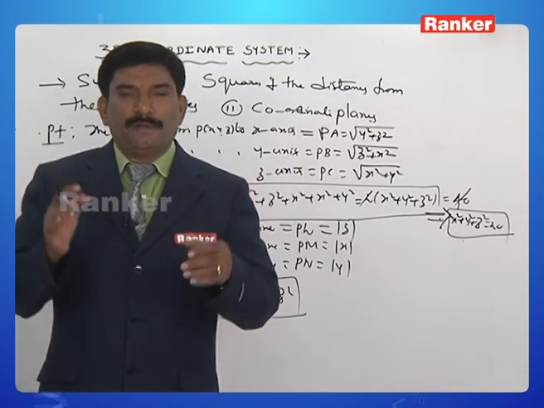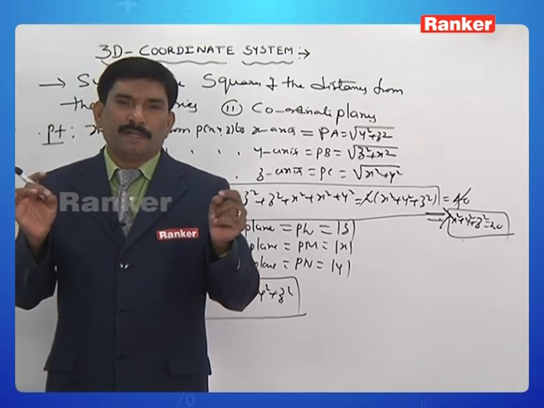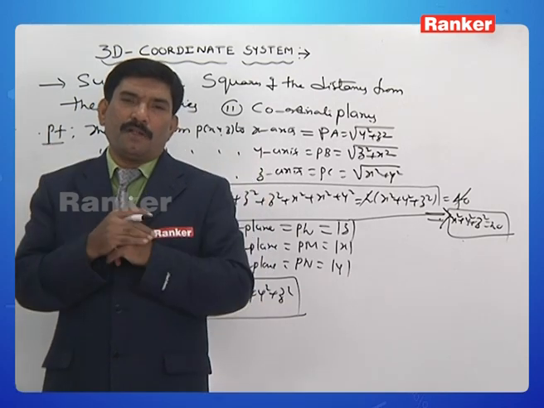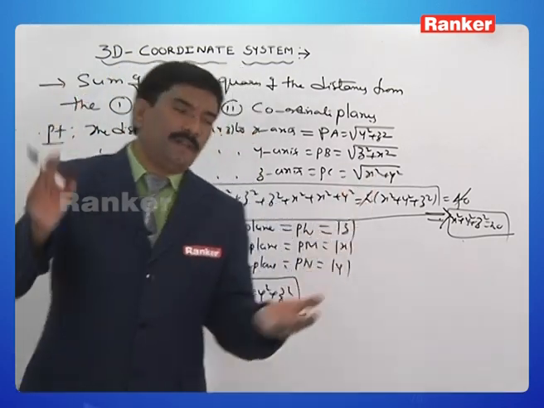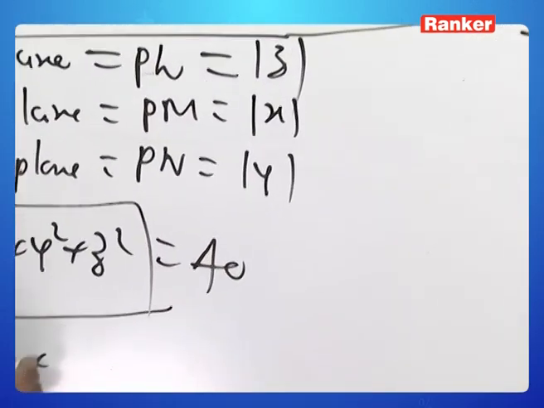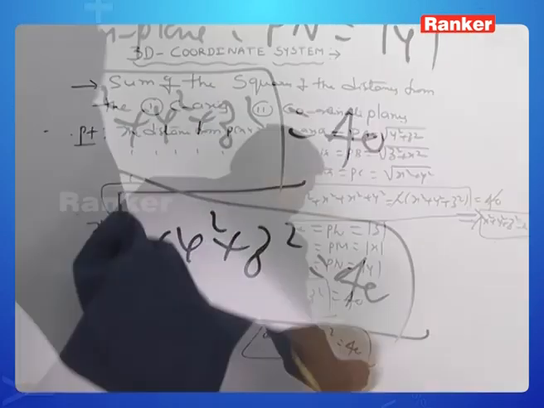In the same fashion, the locus of the point P which moves such that the sum of the squares of the distances from the point P to the coordinate planes is also 40. Take it, now this is equal to 40. So therefore the locus is x square plus y square plus z square is equal to 40.